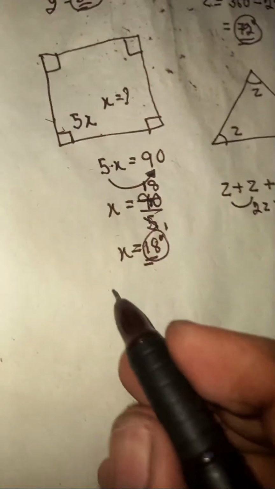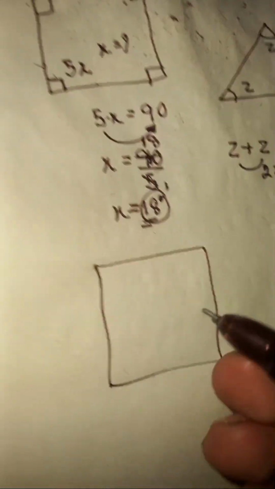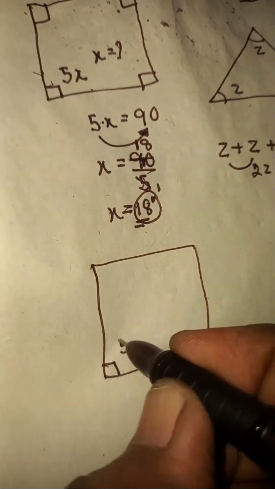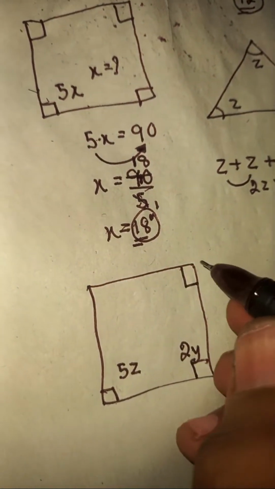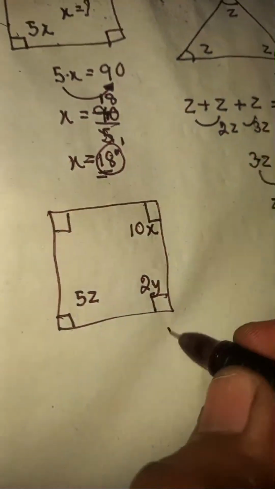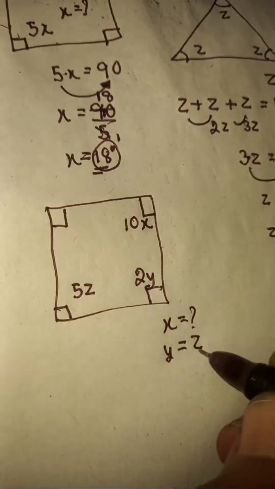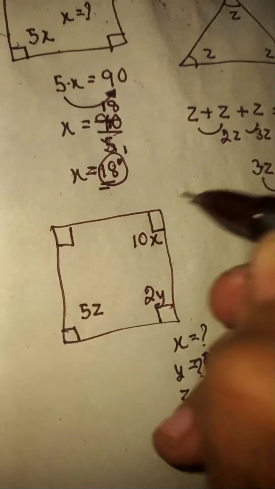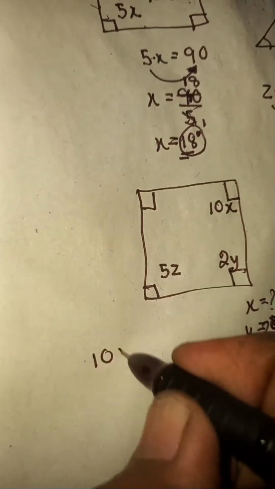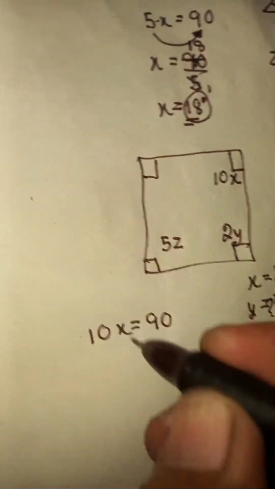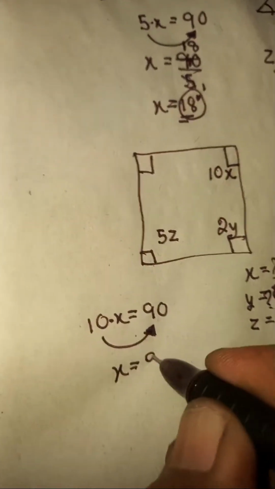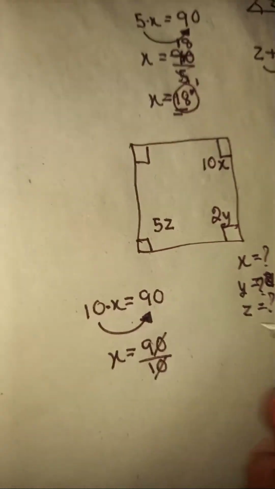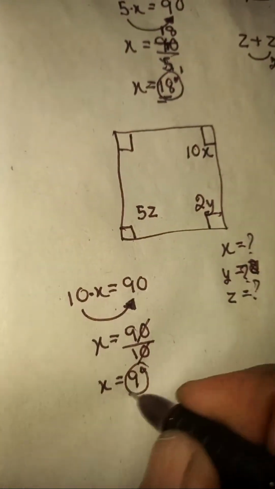Let's take one more square. Here in this square, this angle they have given us as 5z, this angle as 2y, and this angle as 10x. You need to find the values of x, y and z. Take this 10x. 10x is equal to 90 degrees. That means 10 times x is 90. 10 comes here, in the denominator. x is 90 by 10. Cancel one 0 with the other 0. x equal to 9 degrees.